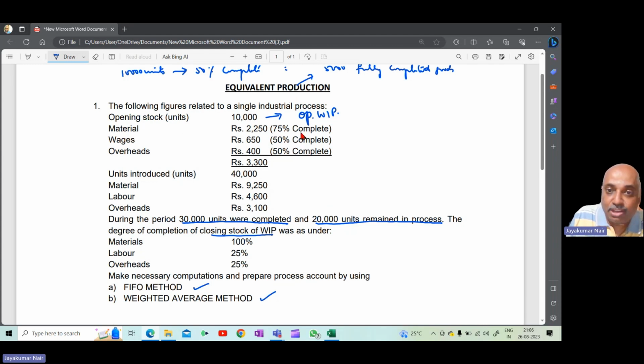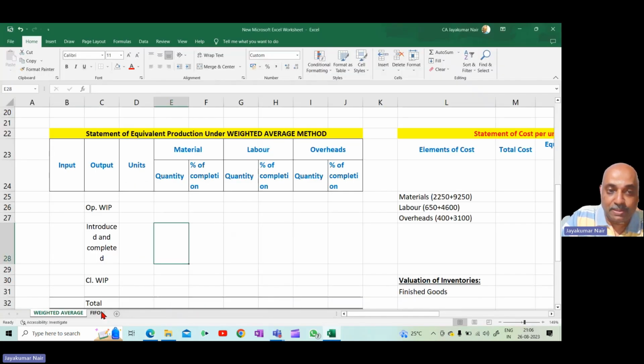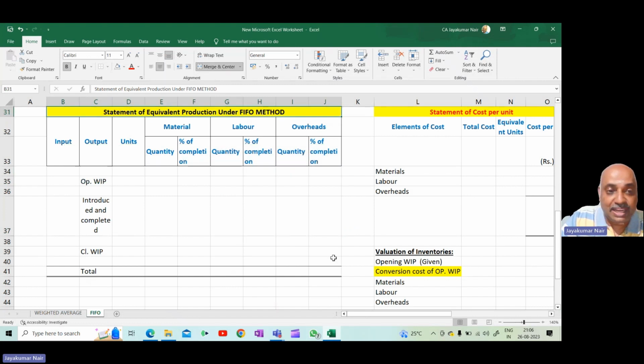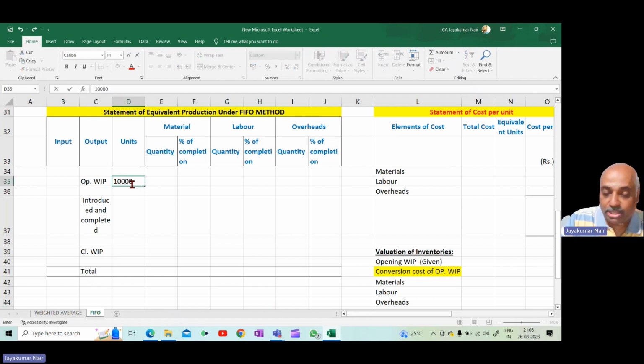So you have opening work in progress and the percentage of completion is given to you. So how do we account it under first in, first out method? We will see now. First of all, we will have to prepare one statement of equivalent production under first in, first out method. So here, you know what is the opening stock? Opening stock is 10,000. This is opening work in progress.